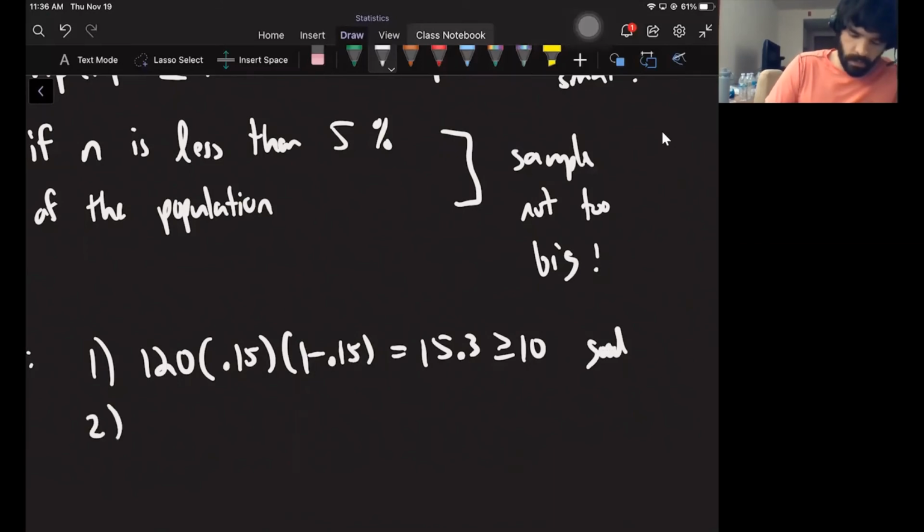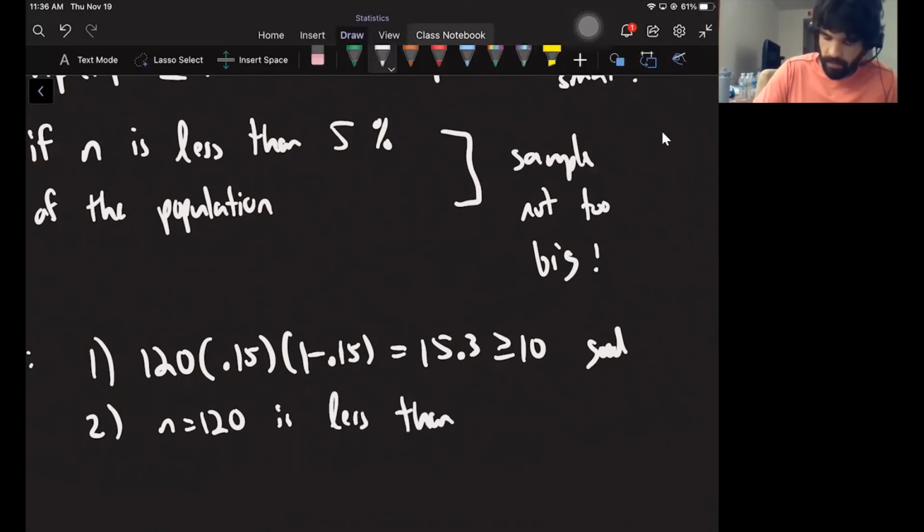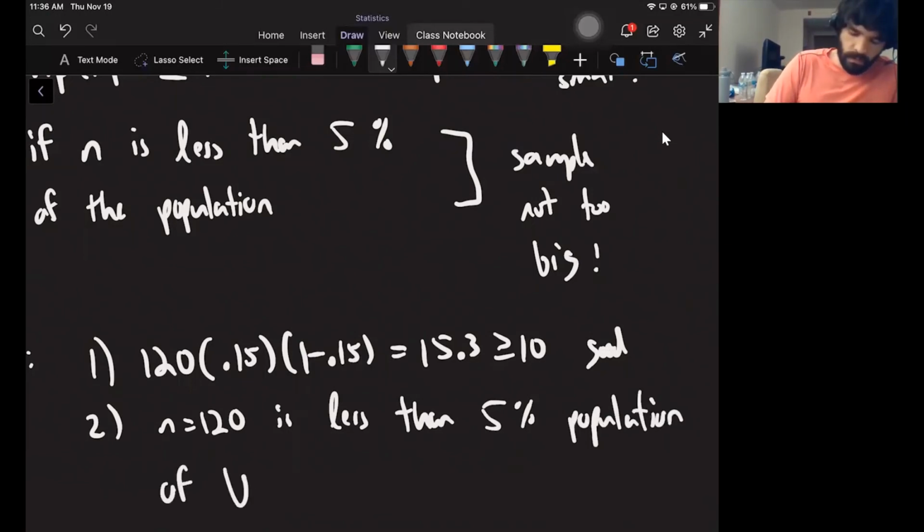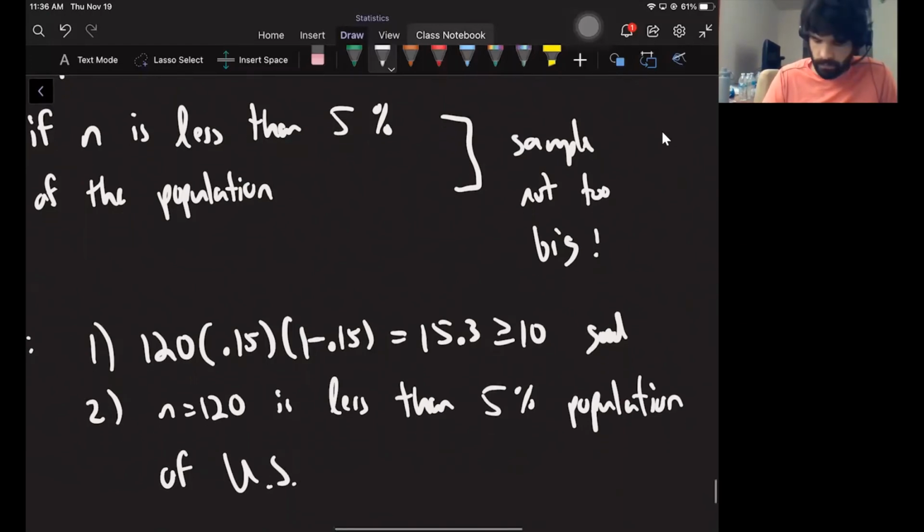And 120 is definitely, you don't even have to check this, you just have to say it. It's less than 5% of the population of the US, because in this situation, the population was the total number of Americans. So we're good there.